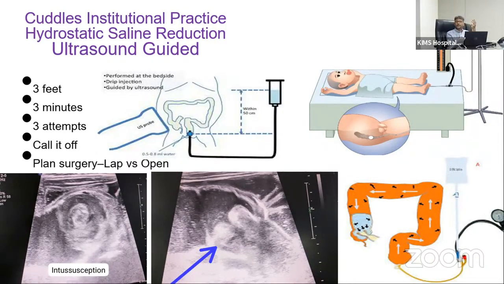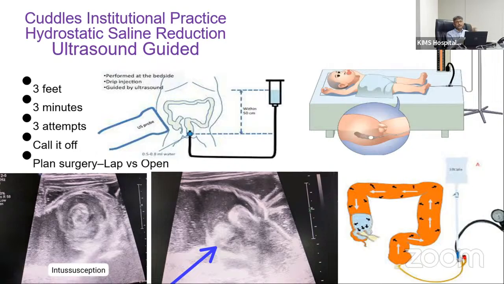If after the 3 trials it is still not getting reduced, that means it is a delayed presentation. The edema at the ileocecal junction is so tight that it is not allowing the bowel to come back, or it has gone into gangrene, or there is an associated lead point which is bigger. These are the conditions where we'll call it a failure. Then we'll call it off, and as I told you, my operation theater is ready.